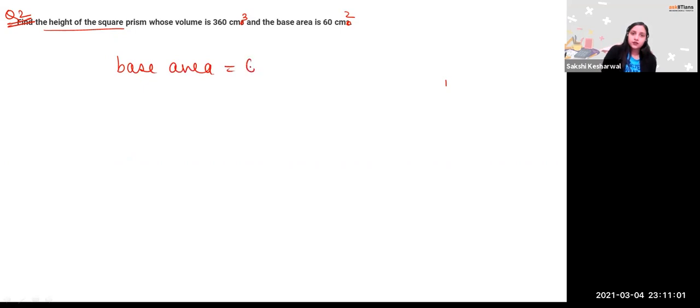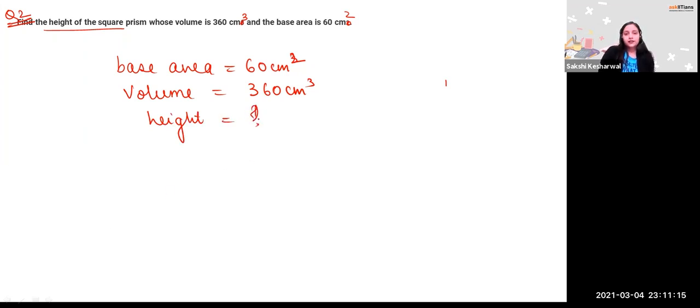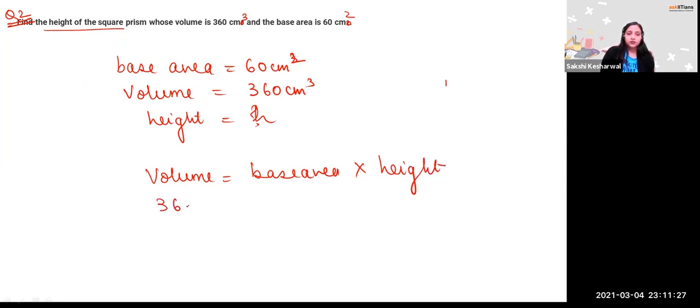The base area is 60 centimeters square, the volume is 360 centimeter cube, and you have to find the height. So can I write this as H? Volume is equal to base area into height. So 360 is equal to 60 into height. So H is equal to 6 centimeters. That's your answer. Write it down, beta.